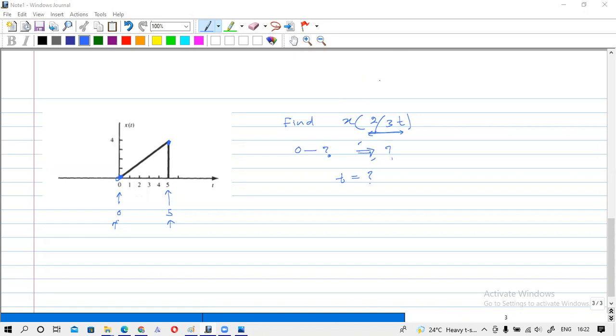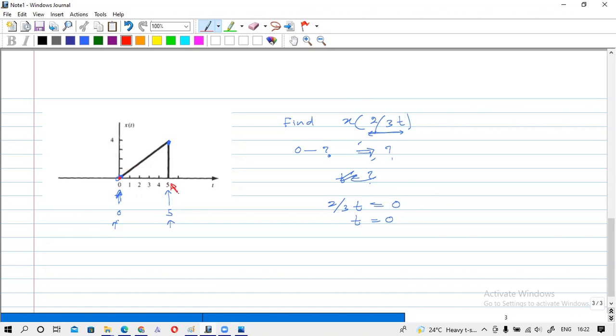Please try. Whatever this term is, this term is 2 by 3t. What you have to do is simply equate this term to the new point 0. Then you will get t as 0, no? If you multiply 0 by 3 and divide by 2, you will get again 0. So this point will be at 0 itself. It is not changing.